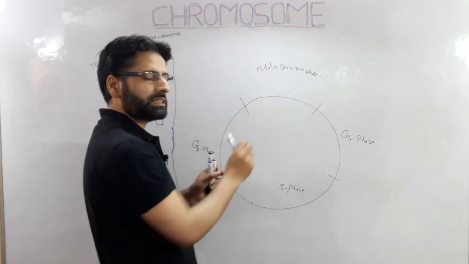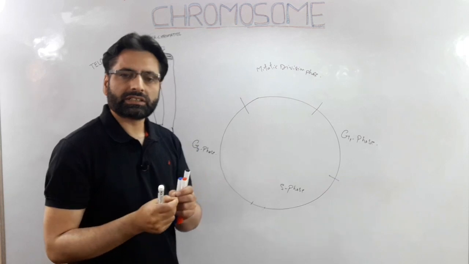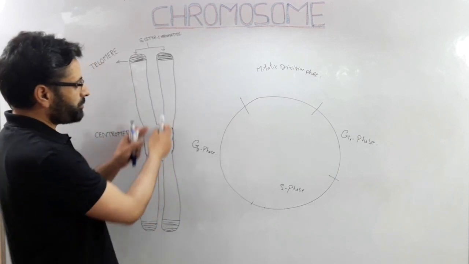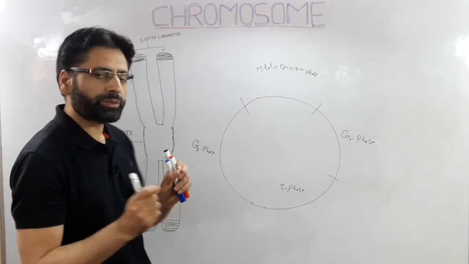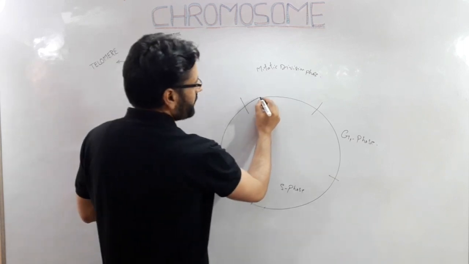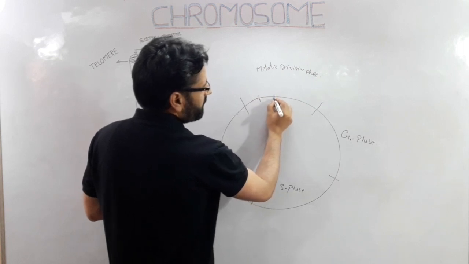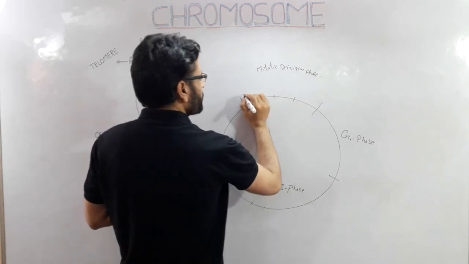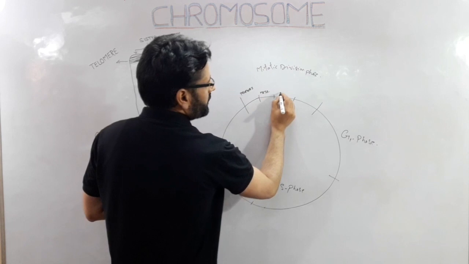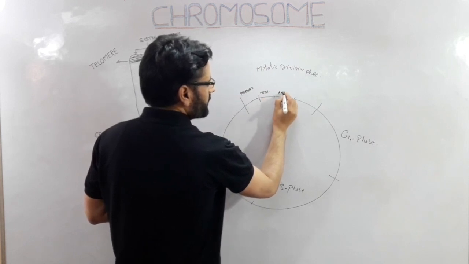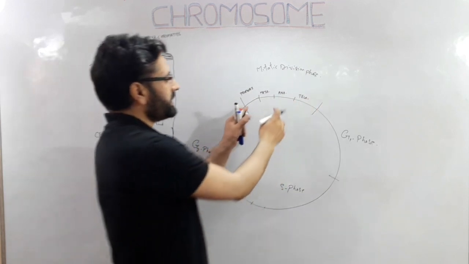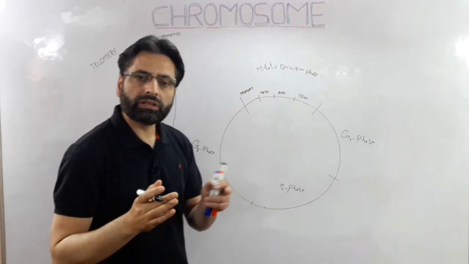In the division phase, the genetic material, that is chromatin, gets condensed. And it is the chromatin material in its most condensed state that appears like this. That is, the chromosome is the most condensed state of chromatin. And as you know, in the mitotic division phase we have four stages: prophase, metaphase, anaphase and telophase.